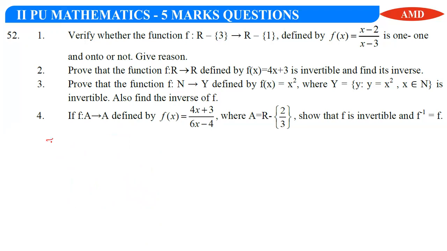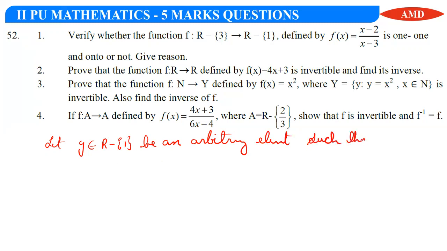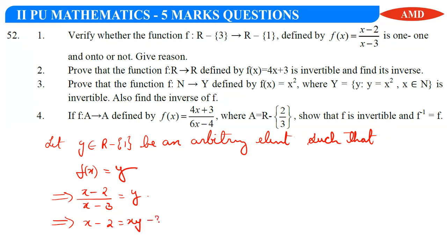To do this, what we do is, let y belonging to the codomain here, R minus 1, be an arbitrary element such that f of x is equal to y. Now this implies, what is f of x? We have x minus 2 divided by x minus 3 is equal to y. Cross multiplying this, we get x minus 2 is equal to x into y minus 3 into y.